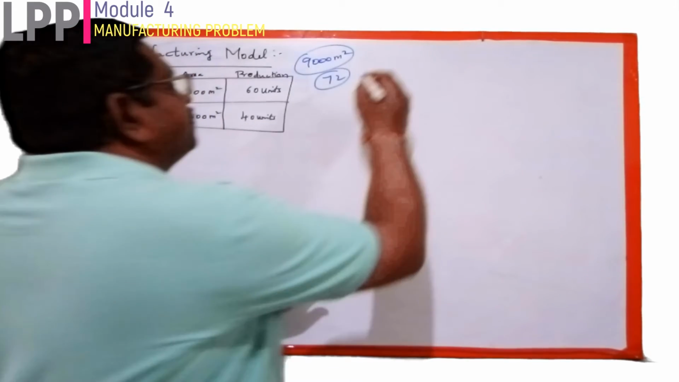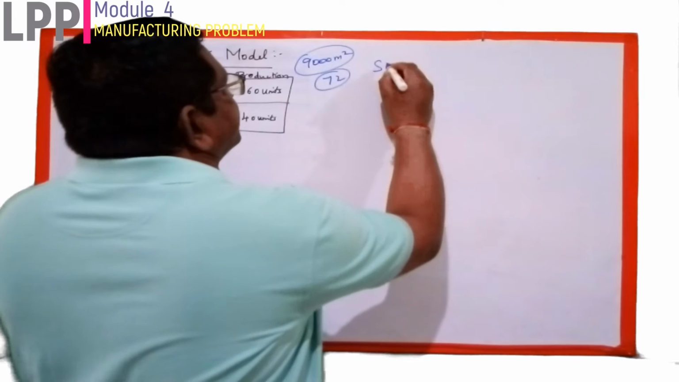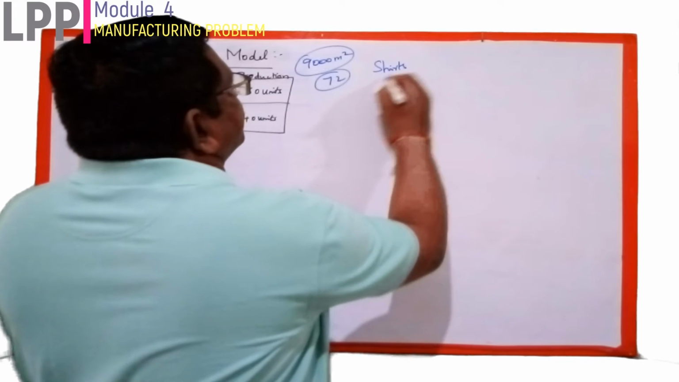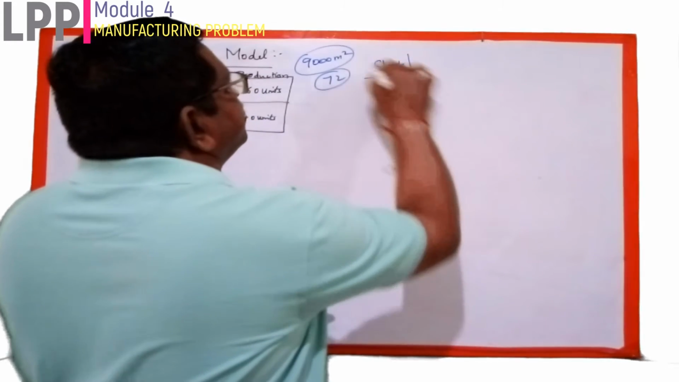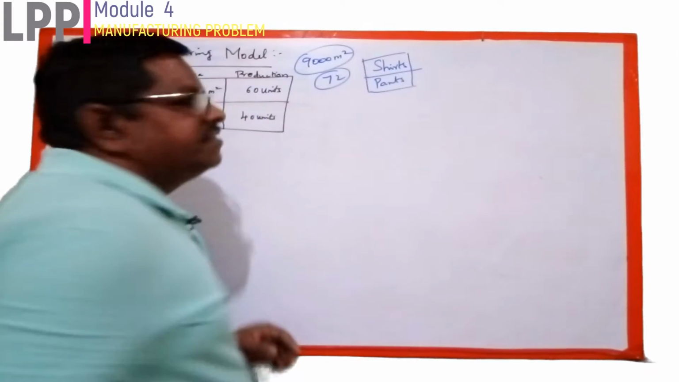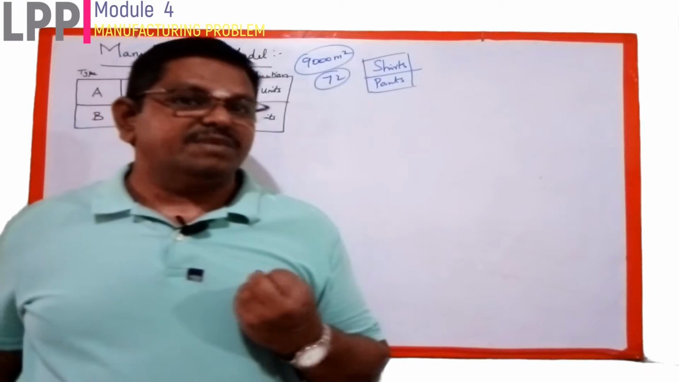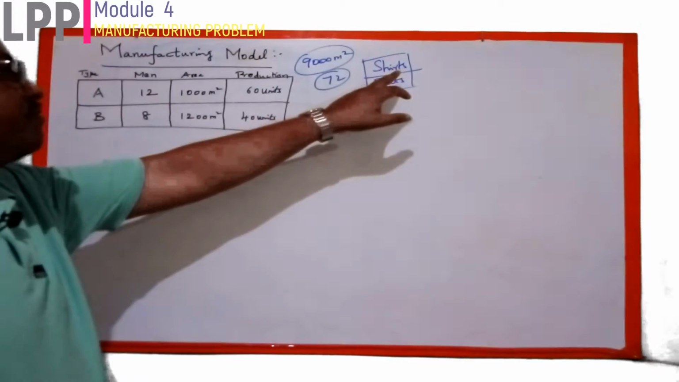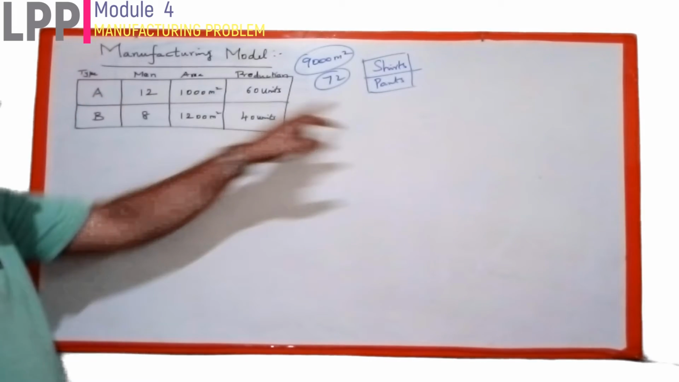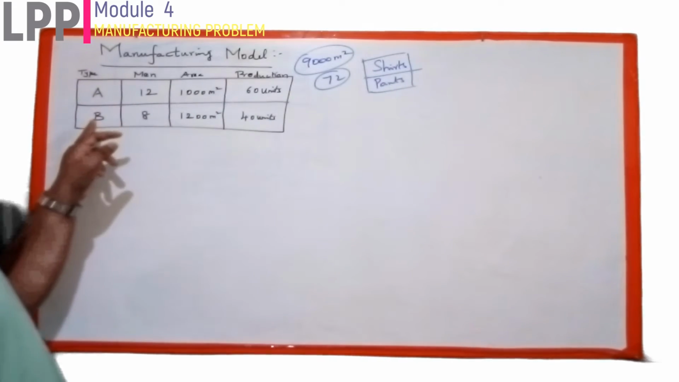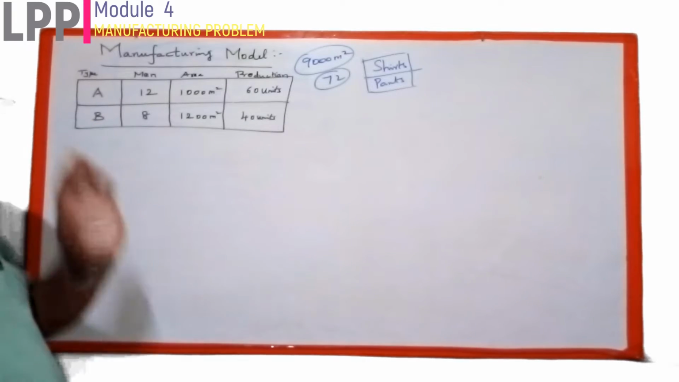Suppose we are producing two different materials, say shirts and pants. For producing these two materials, we are purchasing two different machines. For making shirts, we are purchasing A-type machines. For making pants, we are purchasing B-type machines. Clear?